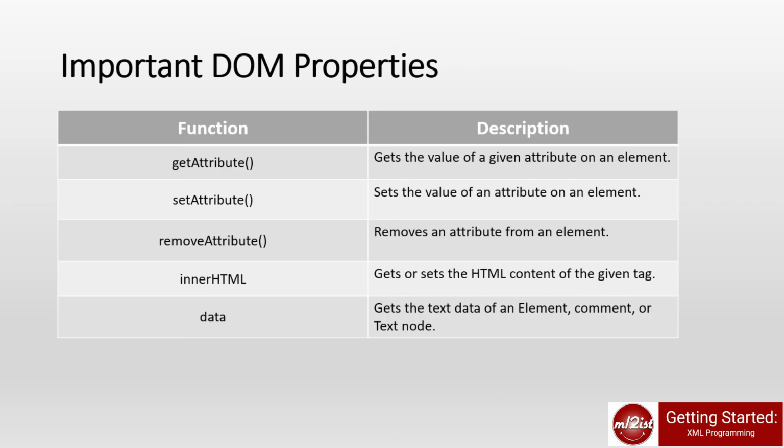There are some other important properties too. For example, you can get and set the attributes on a tag and remove a given attribute from an element. There's also a property called innerHTML, and that will give you or allow you to set the HTML content of a given tag simply by passing in a text string that contains well-formed HTML. And finally, there's the data property, which gets the text data of an element, comment, or text node. We're going to be exercising these functions to perform various operations on XML content in our web pages.